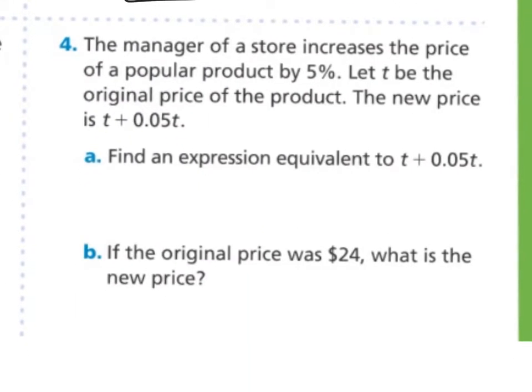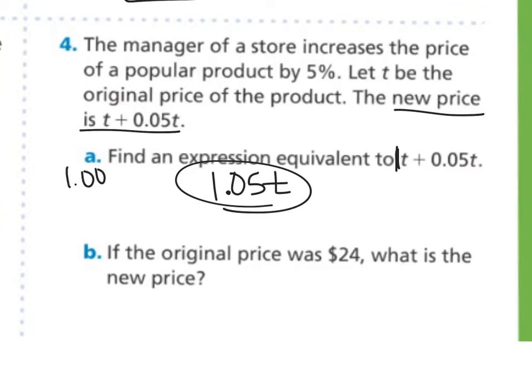So if we look at number 4, the manager of a store increases the price of a popular product by 5%. Let T be the original price of the product. The new price is T plus 5/100ths T. Find an expression equivalent to T plus 5/100ths T. So there's different ways we could get equivalent expressions. Ideally would be by combining like terms. In front of that T we can put a 1, and then if we add those together that would be 1 and 5/100ths T. Okay, and if you're not sure on doing that, you can work it out this way if you're adding those by hand.